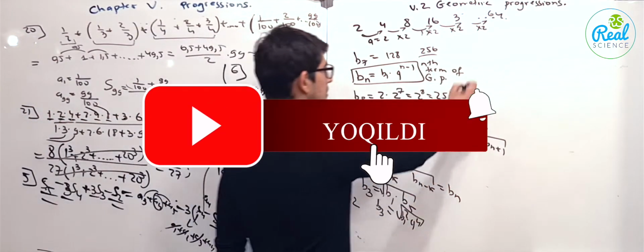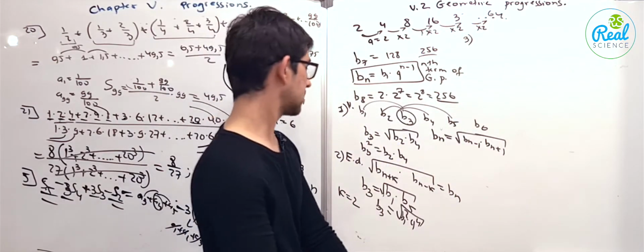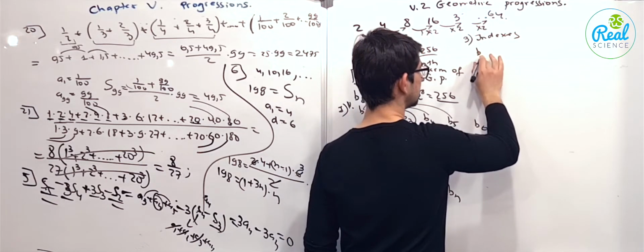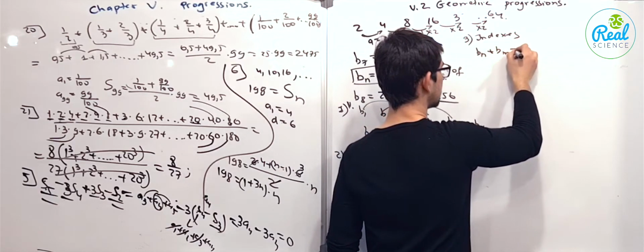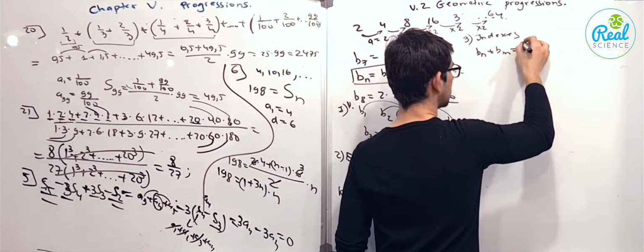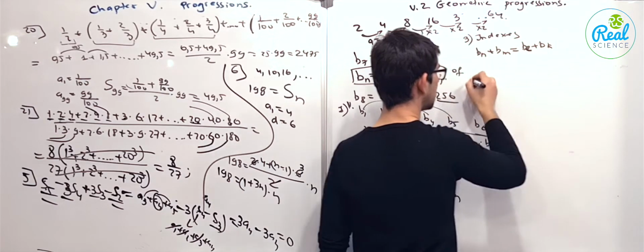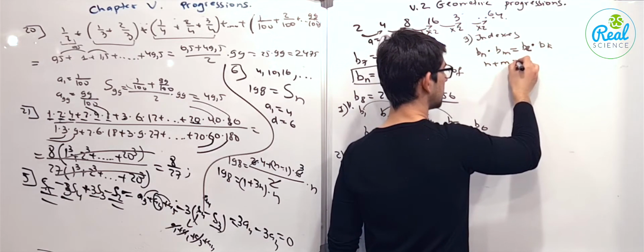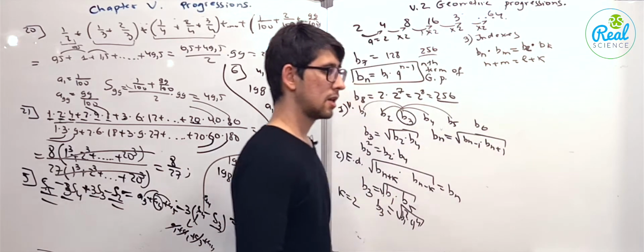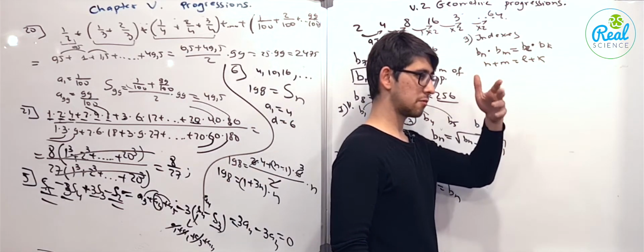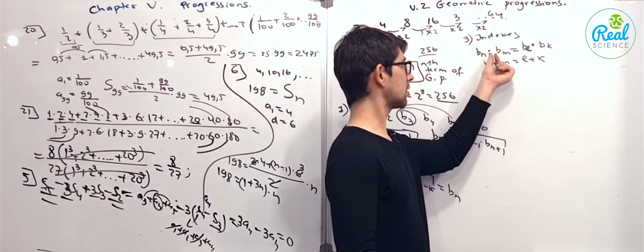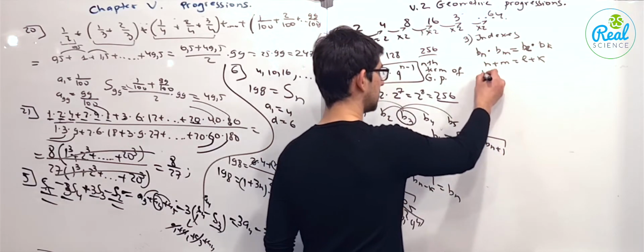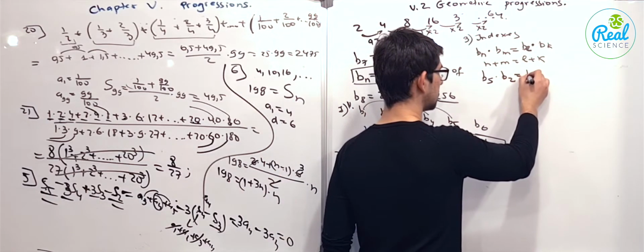What was the third property? Indexes. Yes? Let's say bn multiplied by bm equals bl multiplied by bk, where n plus m equals l plus k. If the sums of the indexes are the same for a geometric progression, the products of those terms will be equal. Let's say b5 multiplied by b2 equals b1 multiplied by b6.